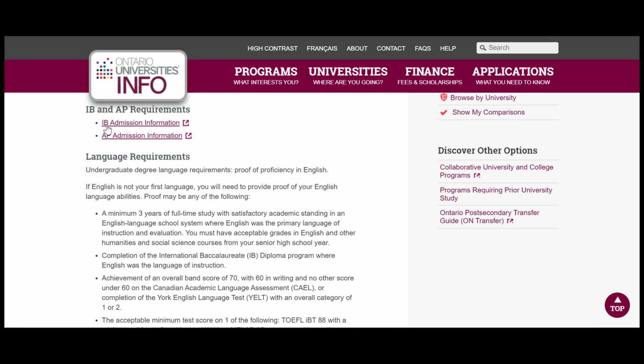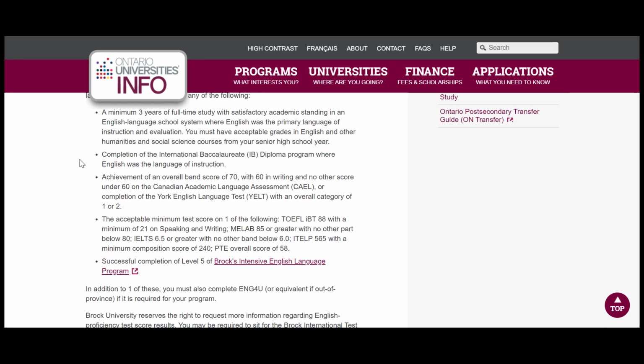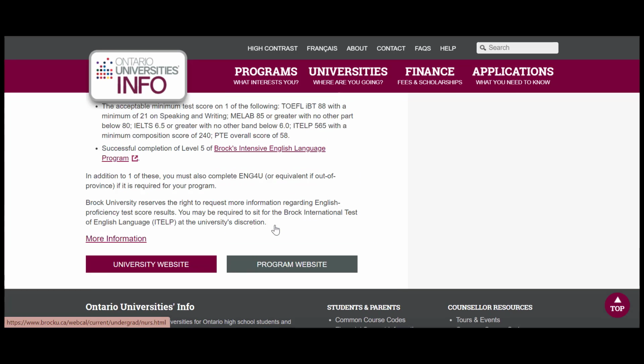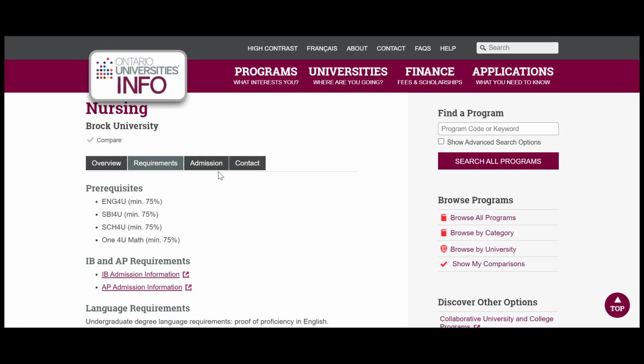So you have some IB admission information, AP admission information, and then some information about language requirements for students who are second language learners. So if your first language is not English, this will help you there. And then at the bottom, you have the program website and the university website. If you click on the university website, you're going to go straight to Brock's homepage. But if you click on the program website, you're going to go down to the nursing page.